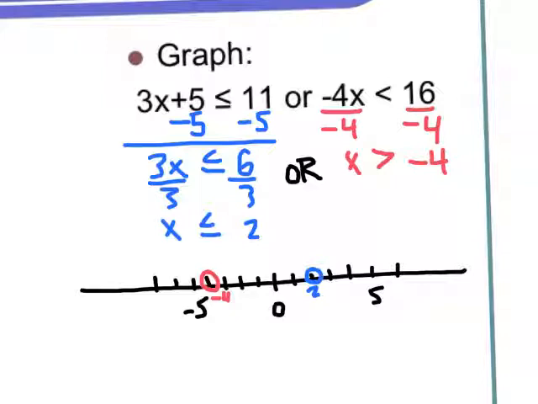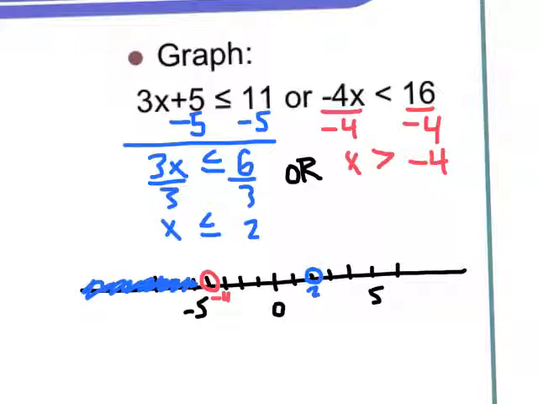Let's test a number in this region. Let's test a number in this region. Let's test a number in this region. And we shade numbers that work. So if I plug in, say, negative 6 or negative 7, is negative 7 less than 2? Yeah. All right? So negative 7 needs to be shaded, and so does every other number in this region, because all these numbers are less than 2.